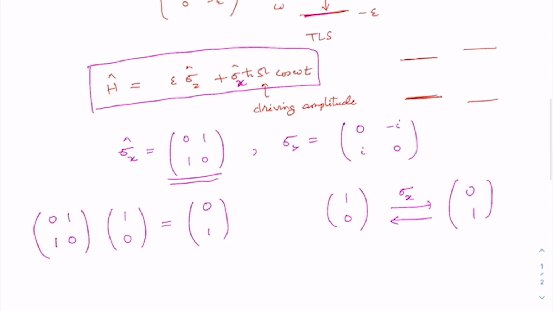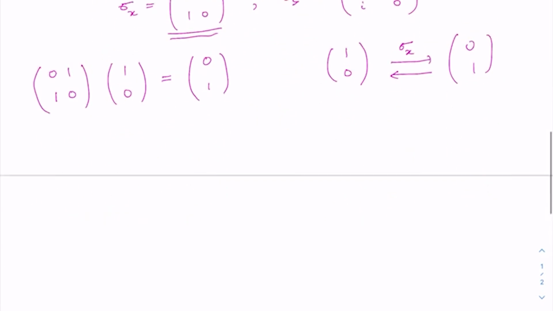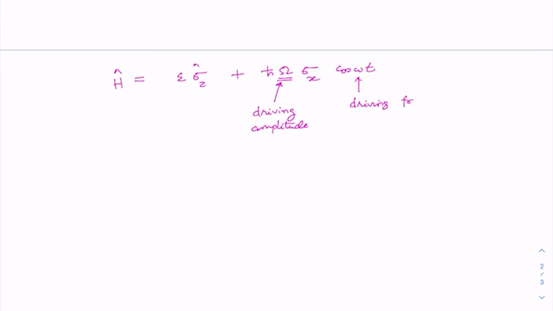So we will consider our Hamiltonian to be of this type. Okay, let us proceed further. So I have my Hamiltonian now like this: epsilon sigma z plus h cross omega sigma x cos omega t. Let me tell once again that h cross omega is basically the driving energy, and I can name omega as the driving amplitude, and omega is the driving frequency.